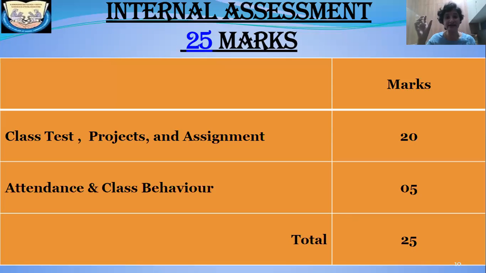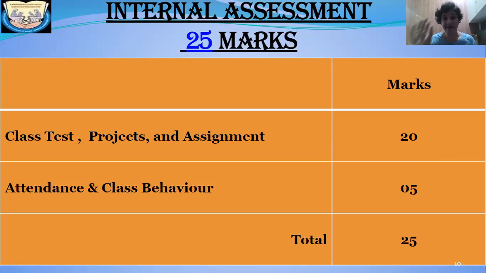Okay, now again, the 25 marks internals which I mentioned are also divided. See here, 20 marks are for class test, project or assignment. Then the next 5 marks, this is very important. See, I told you to attend the lectures regularly and be very attentive in the class. Those 5 marks of each subject or course are dedicated to your class behavior and attendance. Suppose you are very regular to the class and every day you are answering in the class. Done, the teacher has already given you 5 marks.